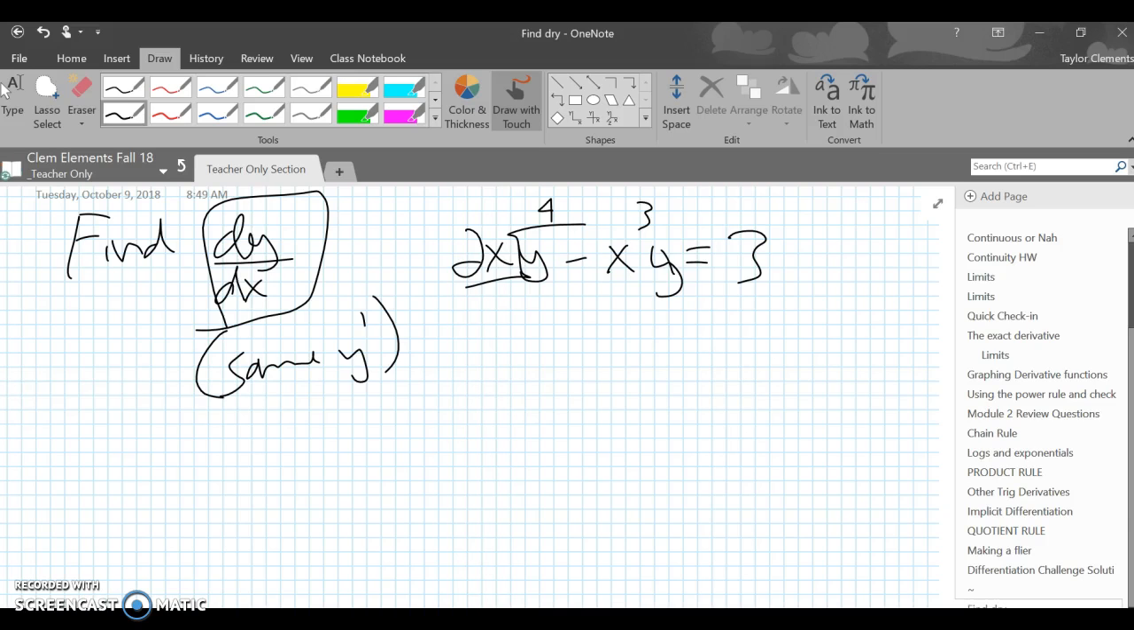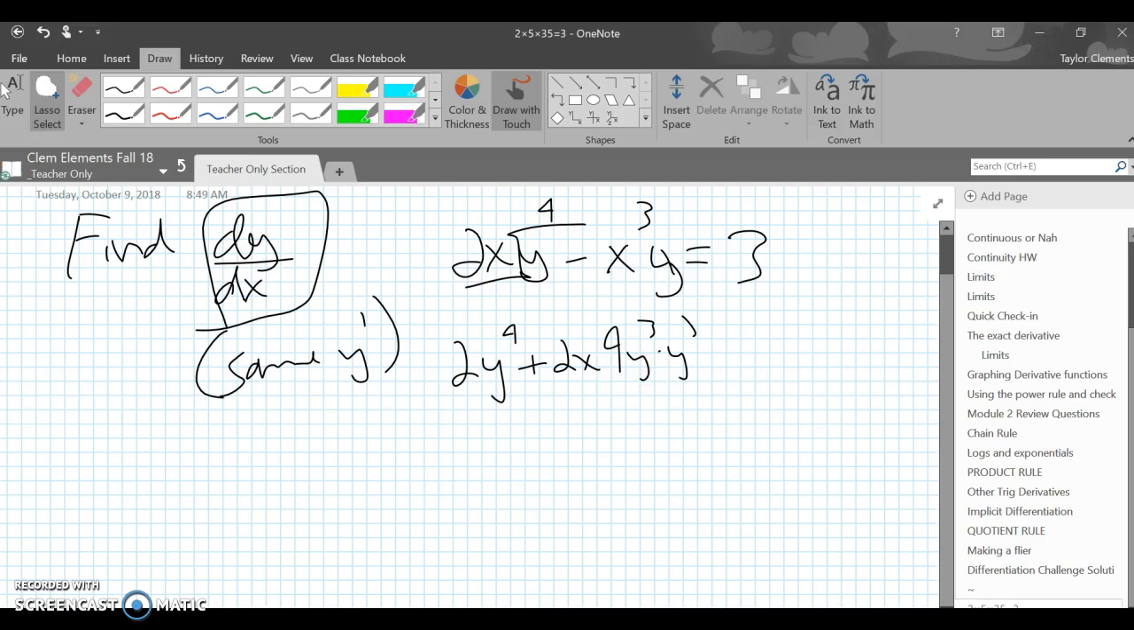product rule. So let's see, derivative of 2x is 2 times y to the fourth, that's just by itself, plus 2x times the derivative of y to the fourth, which would be 4y cubed times y prime. Again, that's like the chain rule. Derivative of the inside function is y prime.